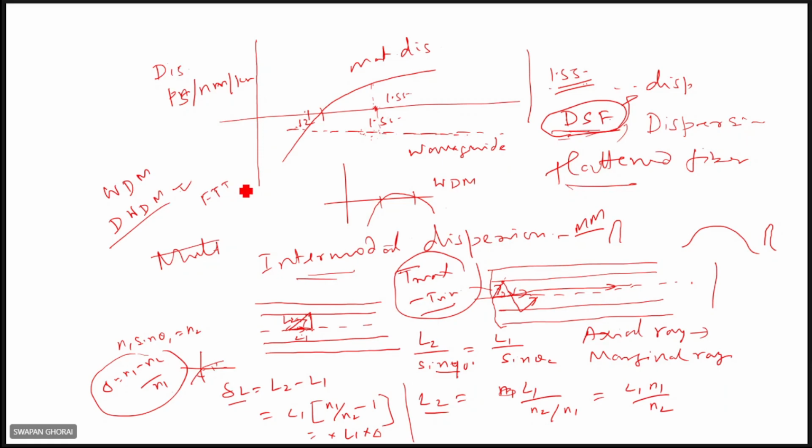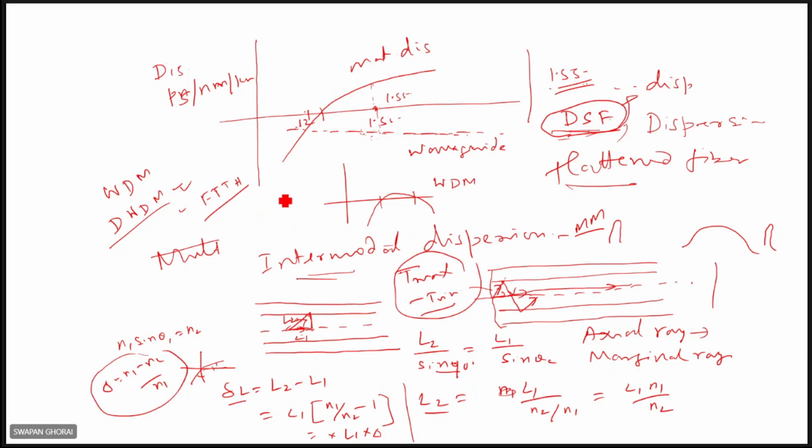You have seen this FTTH. So in those cases, a DWDM system is used. WDM is up to 16 wavelengths, 8 to 16 wavelengths. More than that, it is DWDM systems. So more wavelengths are used.